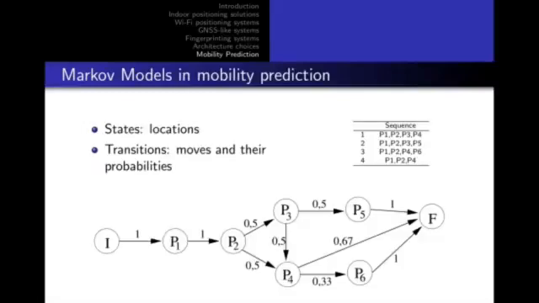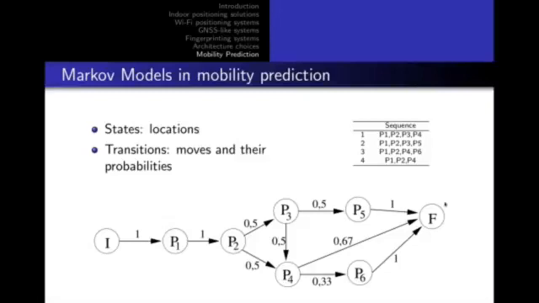So if we try to apply the Markov model to mobility prediction, we can say the states of the model are the locations. So you have to discretize your environment. And the transitions will be the moves between the various locations and their probabilities.